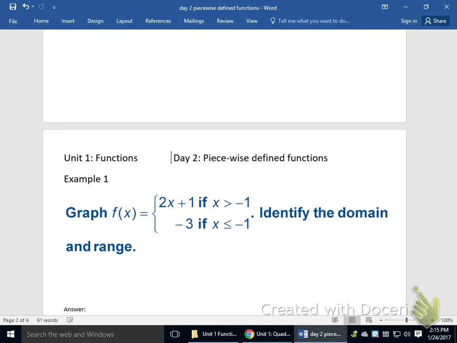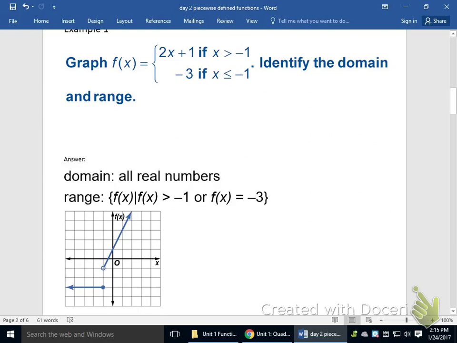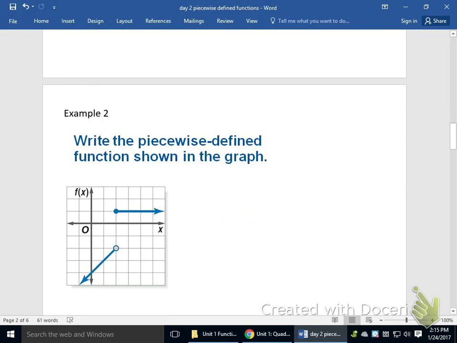This is Unit 1 Functions, Day 2, Piecewise Defined Functions. We already saw these yesterday. I gave you the definition for them yesterday. I'm going to skip over example 1 here because it's a repeat of an example I showed yesterday. Refer to that example 3 if you need more help with it. What you can do though is attempt it and check your answer here with the domain and range shown and the graph. I'm going to go ahead and get on to example 2 though.